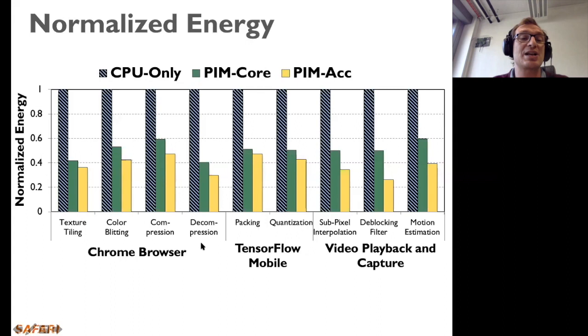Color blitting, texture tiling, in video play, these are Chrome browser functions. And in video playback, motion estimation is a function, for example. Basically, motion estimation is done whenever you're encoding different frames. And you need to estimate where a particular thing moves from one frame to another frame.